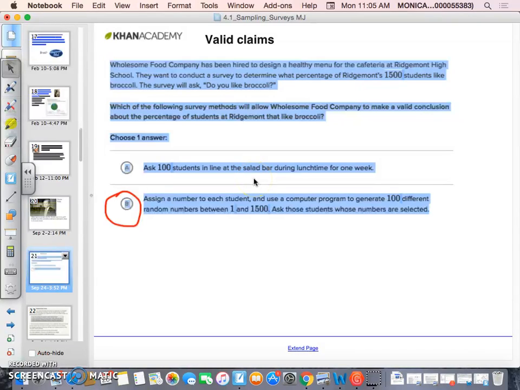So what they would have to do is some kind of computer program to generate a list of random students and ask those students, a random list of 100 different students, what they prefer. That would be the best method. The other one would give you a skewed result.